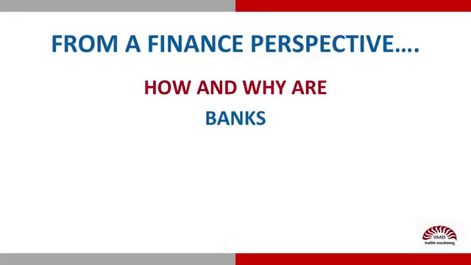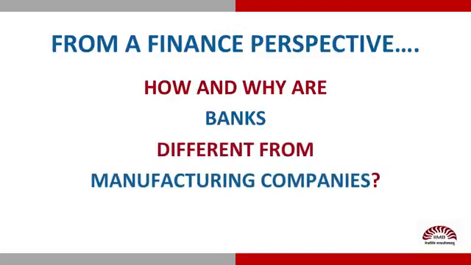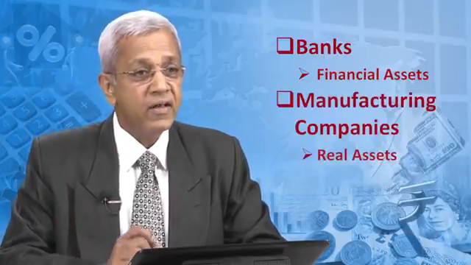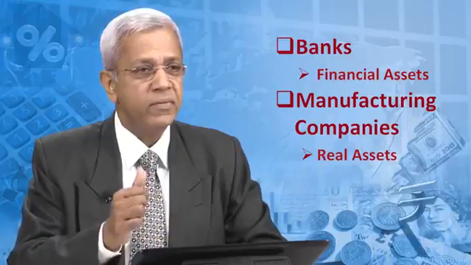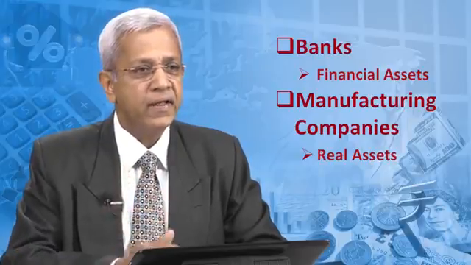Hello, in today's session we will look at, from a finance perspective, how and why banks are different from manufacturing companies. Banks, as you know, deal in financial assets, loans, investments and so on. Manufacturing companies deal in real assets, plant, machinery, land, building and so on.